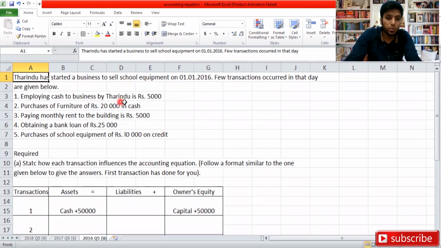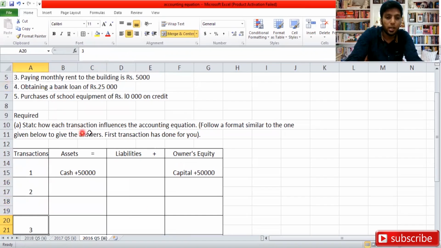Investing cash into the business by Tarindu is 50,000. They have given it here, and it is already added, because when you invest 50,000 into the business, your capital will go up and your cash will go up. So they have recorded it here. Purchase of furniture, rupees 20,000 in cash. So when you purchase furniture, your cash is going down. Furniture is coming inside the business. So you can record here, because they are saying state how each transaction influences the accounting equation. Follow a format similar to the one given below to give the answers. The first transaction has been done for you.